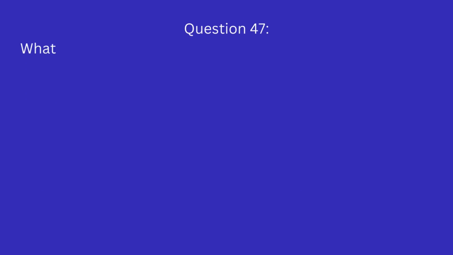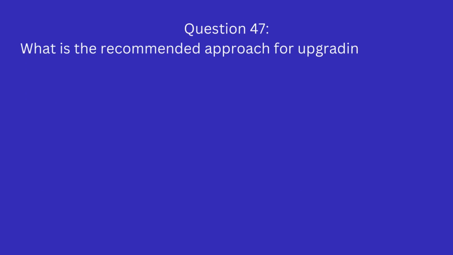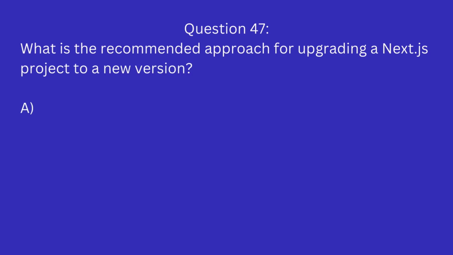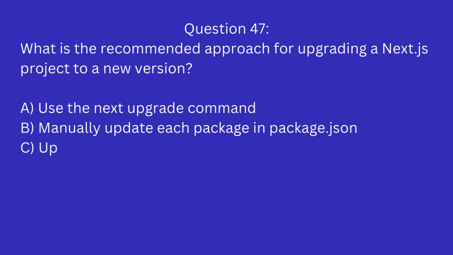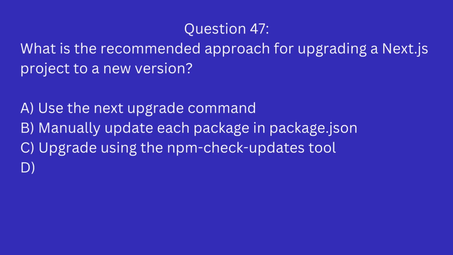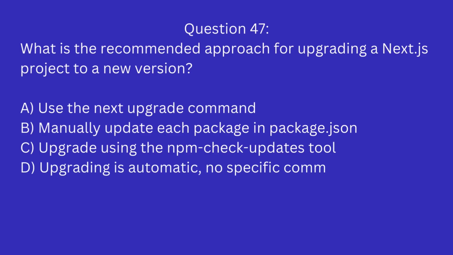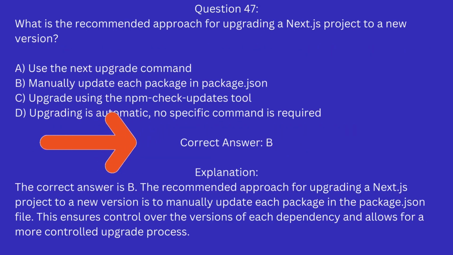Question 47. What is the recommended approach for upgrading a Next.js project to a new version? A. Use the next upgrade command. B. Manually update each package in package.json. C. Upgrade using the npm-check-updates tool. D. Upgrading is automatic, no specific command is required. Correct answer, B. Explanation. The correct answer is B. The recommended approach for upgrading a Next.js project to a new version is to manually update each package in the package.json file. This ensures control over the versions of each dependency and allows for a more controlled upgrade process.